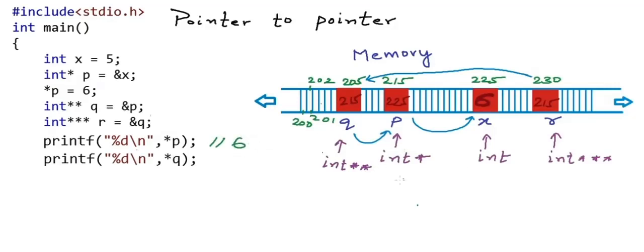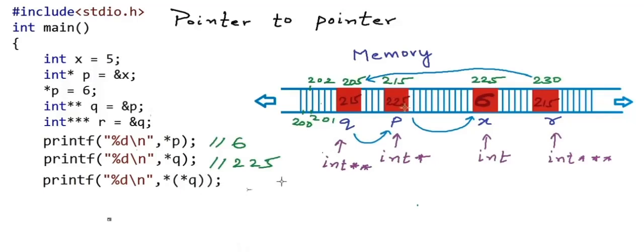Now the next statement that I want to print is asterisk q. So asterisk q will be the value at the address stored in Q. The address stored in variable Q is 215, so this is nothing but the value of P, so this will be 225. And now I want to print asterisk asterisk q, so I want to do dereferencing twice. First I want to go to asterisk q, which is this address 225, and now I want to look at the value at address 225, so this one will be 6.